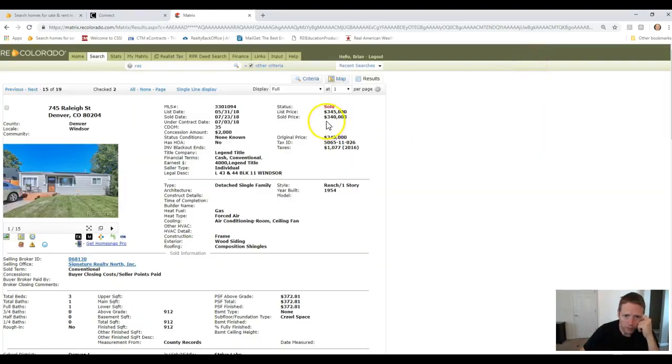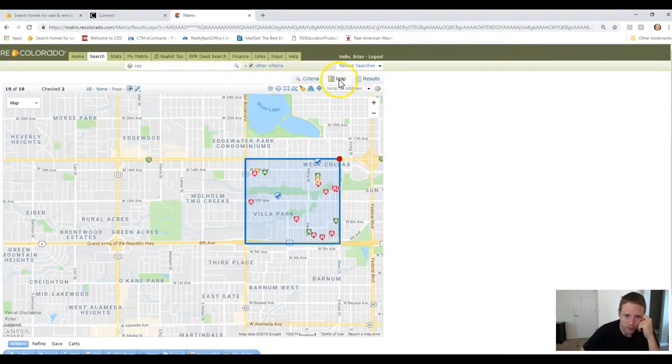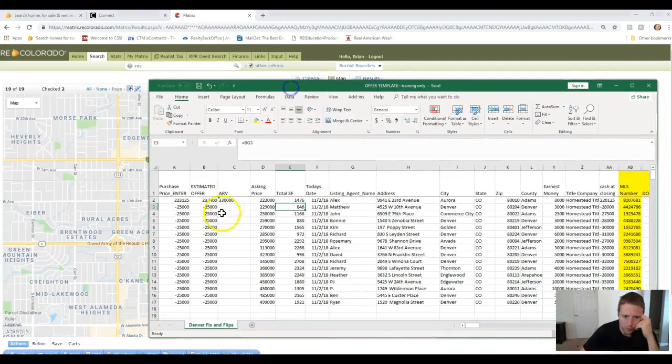So their sold price is 340. I'm going to work with that number. It's the best we have in this neighborhood, and so I'm going to work with that one. So I'm going to go 340, 340. So that gives me a 240 purchase price.